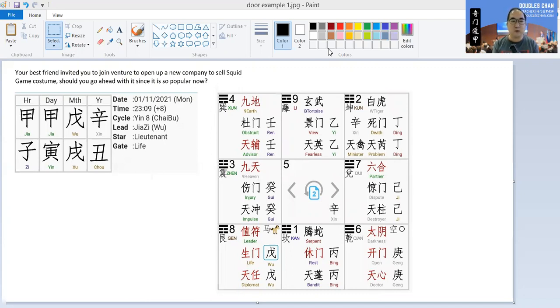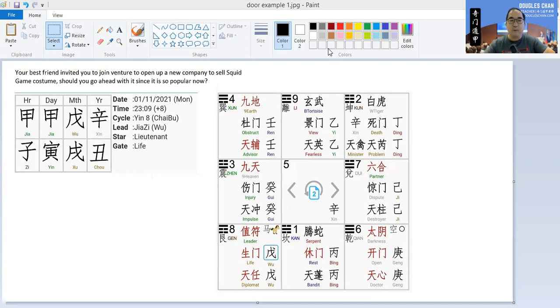So today we're going to talk about this particular case study related to Squid Game, where a best friend actually invited you to join a venture to open up a new company to sell Squid Game costumes. Squid Game is a very popular Netflix series that hit the roof and let a lot of people all over the world watch it. And all of a sudden, this Squid Game thing is very, very popular.